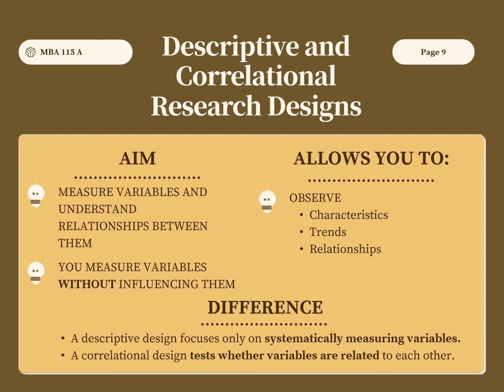Descriptive and correlational designs aim to measure variables and understand relationships between them. In descriptive and correlational designs, you measure variables without influencing them. This allows you to observe characteristics, trends, and relationships. So the difference between the two is that a descriptive design focuses only on systematically measuring variables, while a correlational design tests whether variables are related to each other.